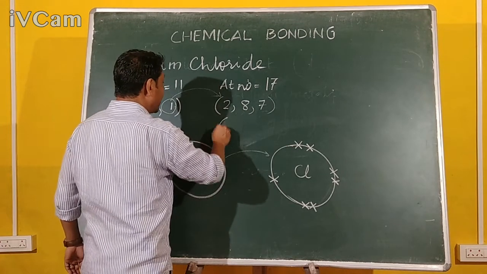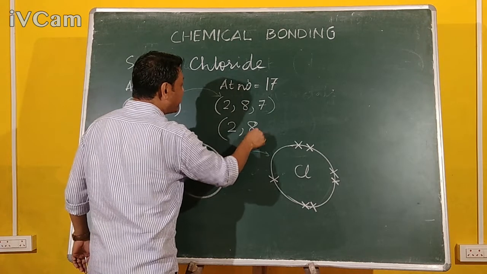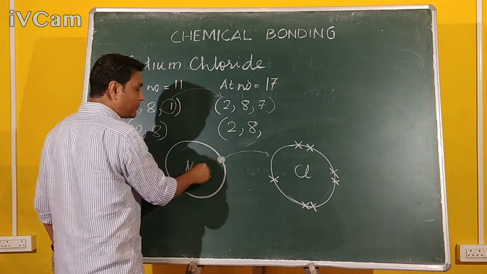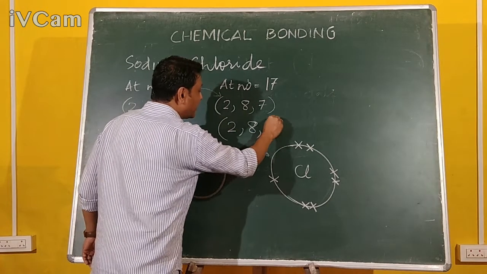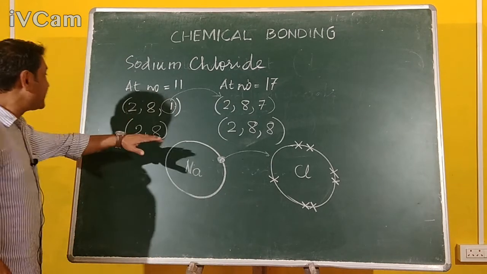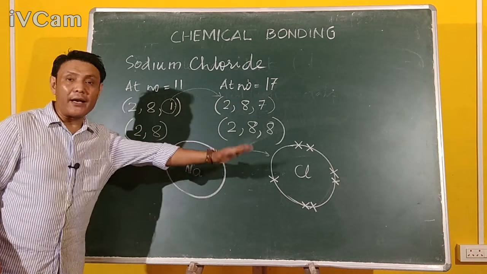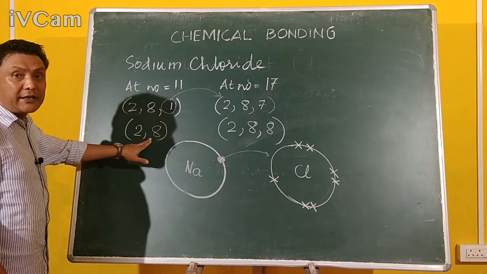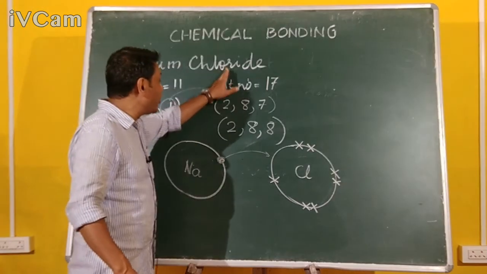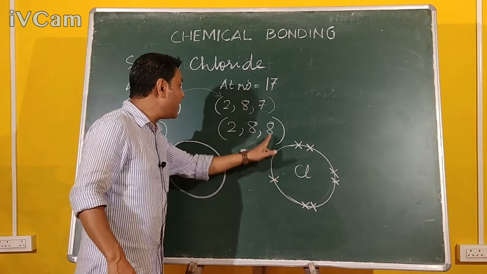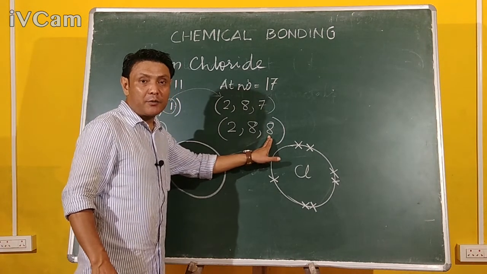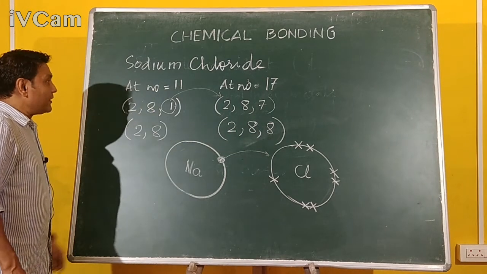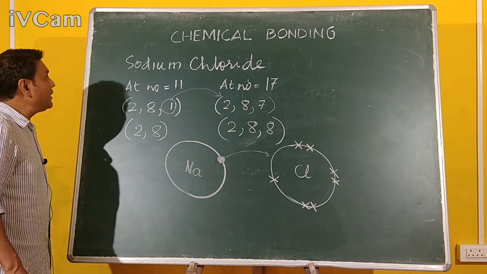Chlorine, how many electrons will it have? 2, 8, 7. It has 7 electrons in the outermost shell. Since it receives 1 electron from sodium, how many electrons will chlorine have now? 8. So both of them, after sodium gives 1 electron to chlorine, sodium will have 8 electrons in the outermost shell, and chlorine, after receiving 1 electron from sodium, will have 8 electrons in the outermost shell. So this is how the chemical bonding between sodium and chlorine forms sodium chloride.